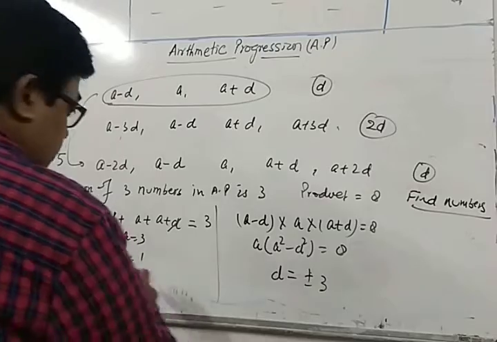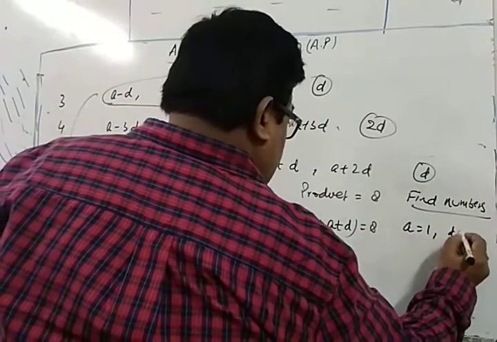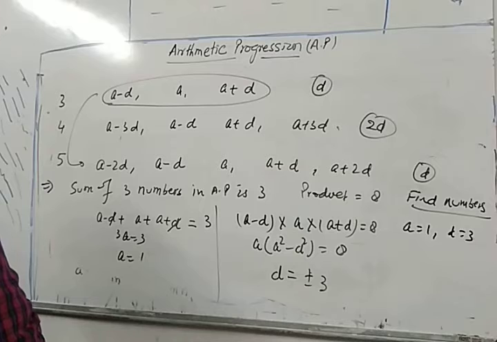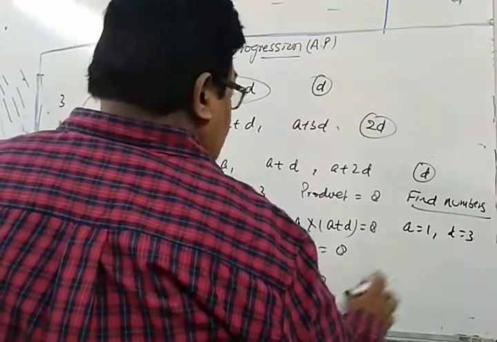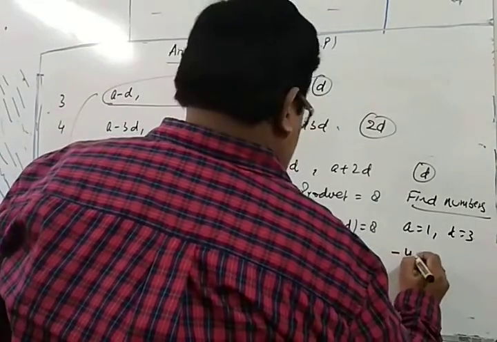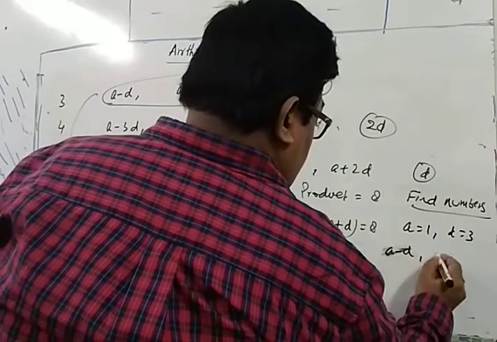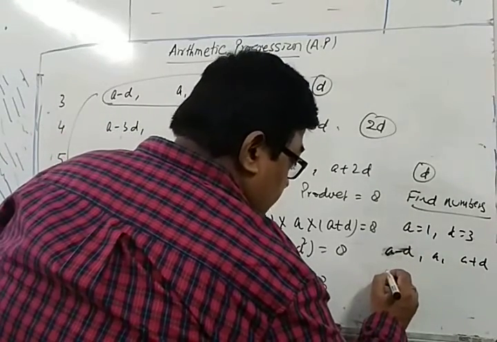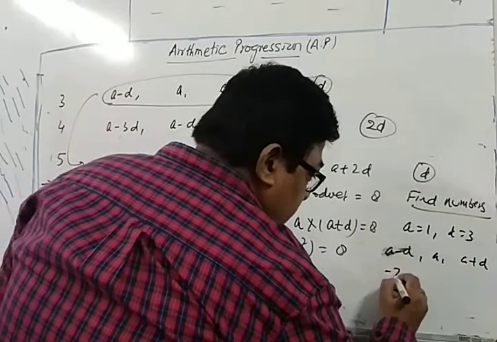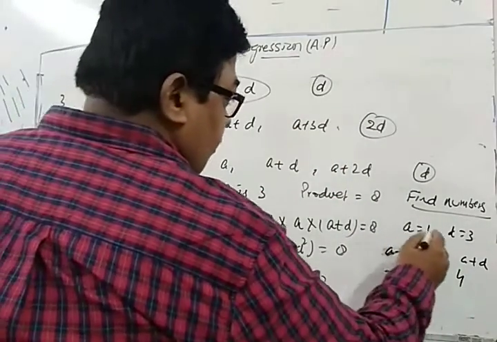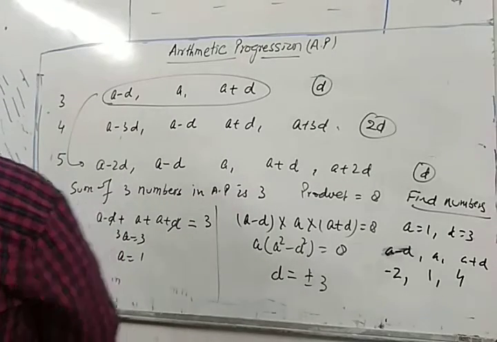So the numbers would be: first take a is equal to 1 and d is equal to 3. Then a minus d is 1 minus 3, minus 2, then a is 1, and a plus d is 4. So the set will be minus 2, 1, 4. Similarly, for the reverse we take a is equal to 1 and d is equal to minus 3, which gives 4, 1, minus 2. So this is one question of this type.